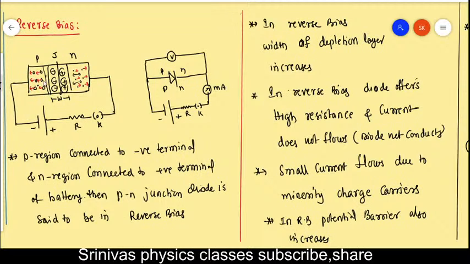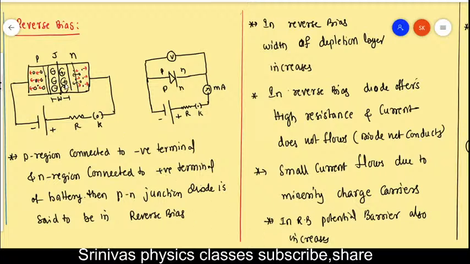When the electrons and holes go this side, the depletion layer increases up to here, and as more electrons go this side, again the depletion layer increases. Depletion layer means the region where electrons and holes are not there. When holes go this side, this region becomes free from holes. Then the width of the depletion layer increases in the reverse bias. Then the potential barrier also increases automatically, because the potential barrier is based on the width of the depletion layer. That's why the potential barrier also increases in the reverse bias. This is about reverse bias.